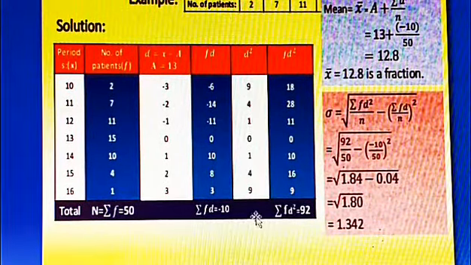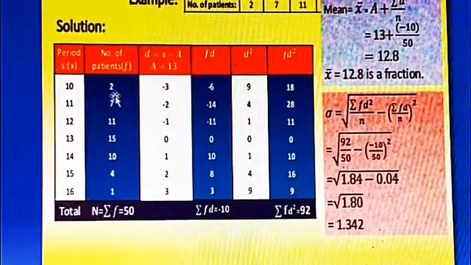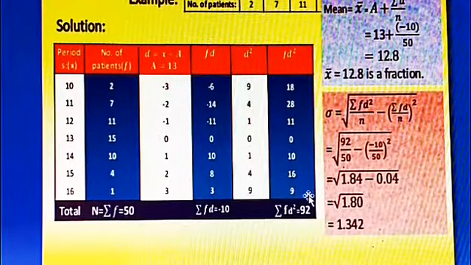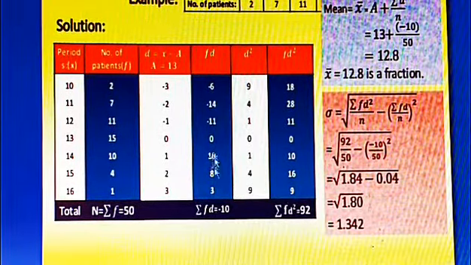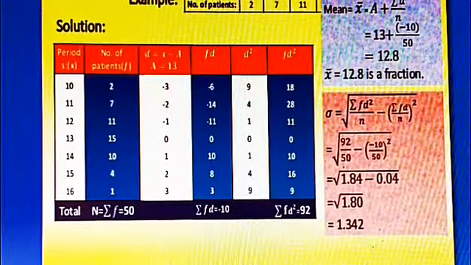Similarly fill up this column. Then the final column, you have to multiply the frequency with d square. 2 into 9, 18. 7 into 4, 28. Multiply. Alright, total this, total fd, total the frequency, substitute in the formula, and you will get this answer.